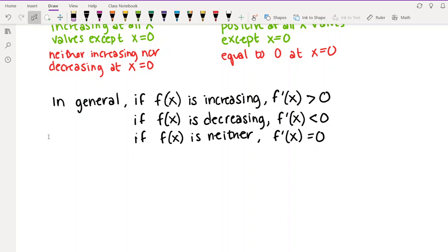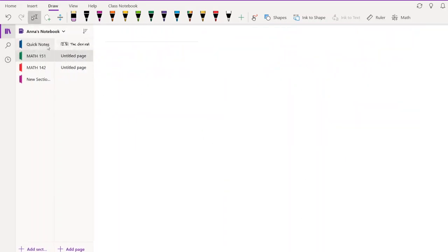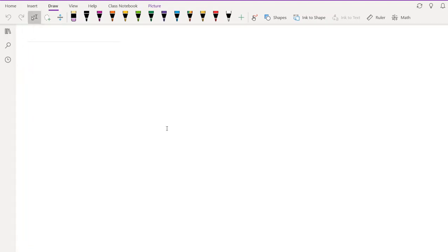Okay, so there's something else I just want to briefly talk about, which is that I just sort of jumped into saying that you can take the derivative of a function. There are certain situations in which you cannot take the derivative of a function, so that's the next thing I want to talk about.